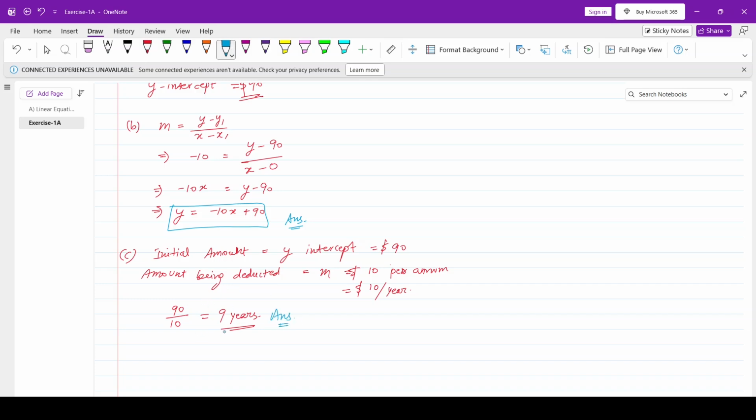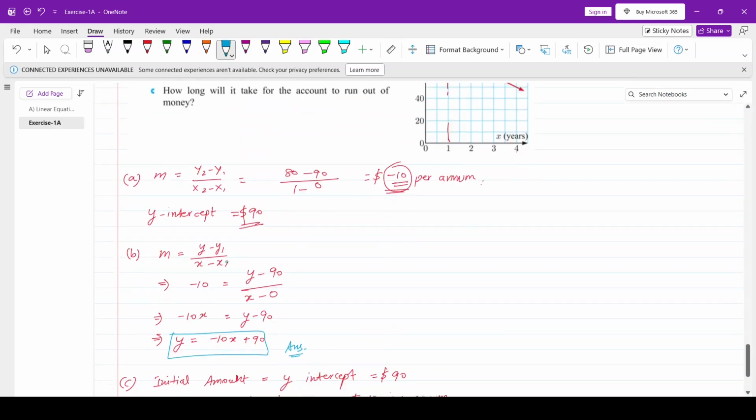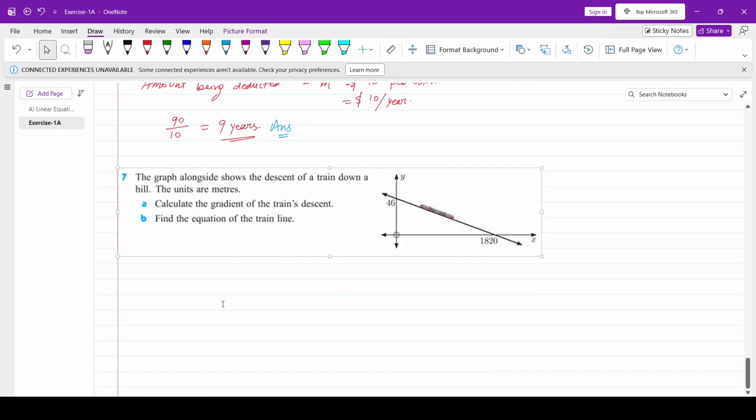This is the answer for the question. The graph alongside shows the descent of a train down a hill. The units are meters. Calculate the gradient of the train's descent. Gradient can be calculated very easily here.